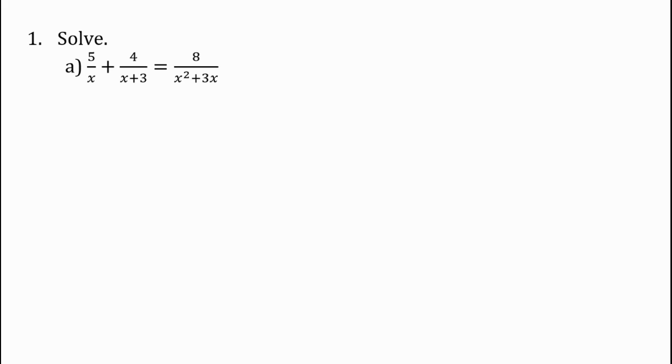The equations are the easy type. The equations, you just multiply through by a common denominator. Often what we'll do first is factor all the denominators. That allows us to see what the common denominator is. So our common denominator is x times x plus 3.